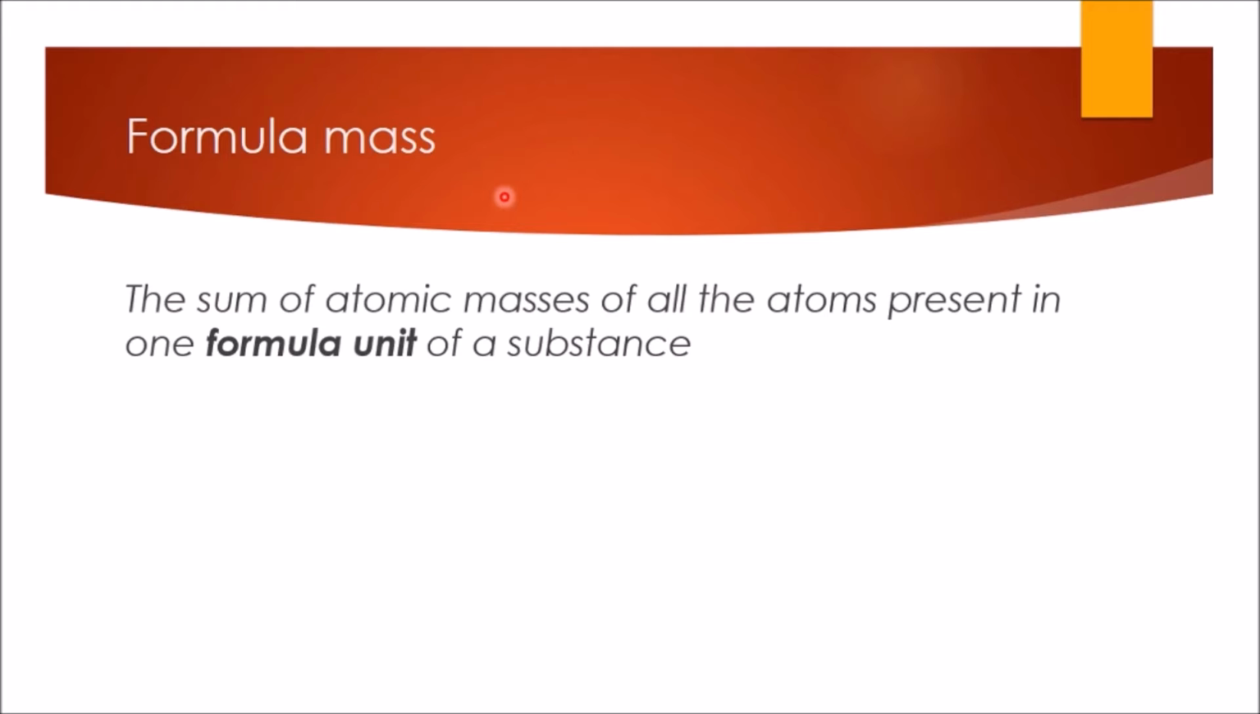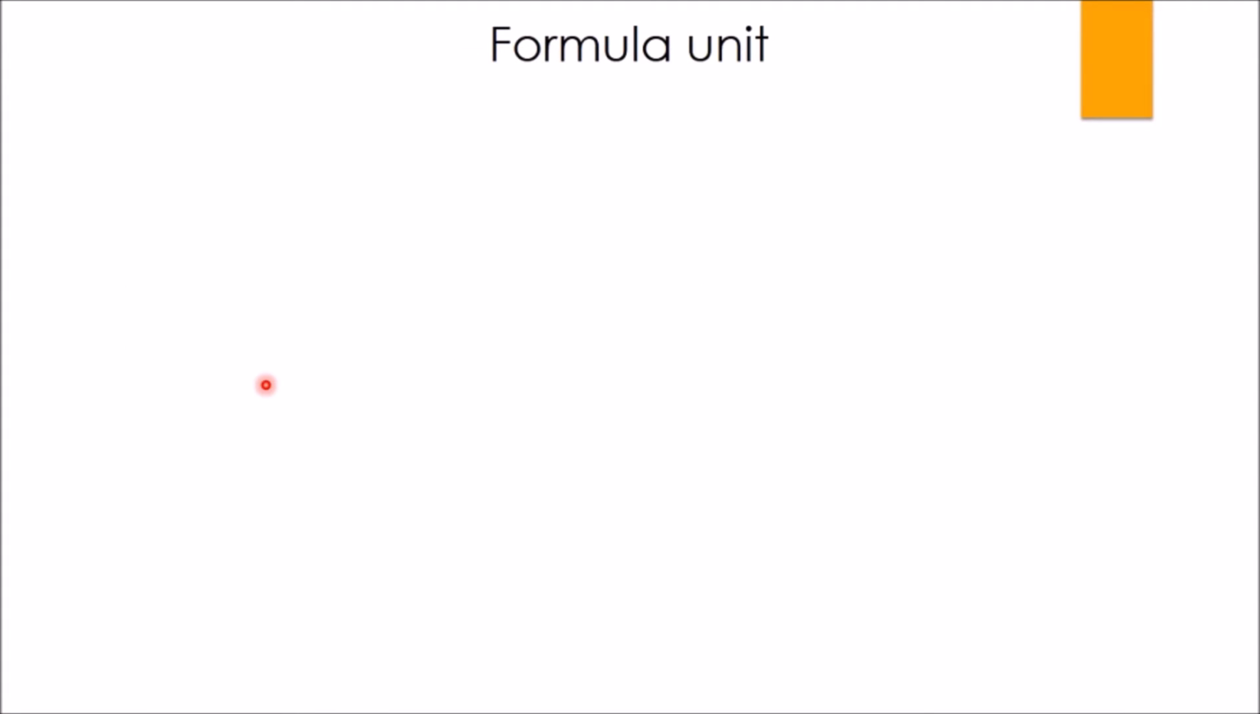Let's look at what is formula mass. Formula mass is the same as molecular mass. It is the sum of all the atomic masses of the atoms present in a formula unit. The only difference is the formula unit. Over there we talked about molecules; over here we talk about formula unit. Formula unit is used for ionic compounds. What are ionic compounds? Ionic compounds are those which are made up of ions. So all those compounds which have ions in them are called ionic compounds.